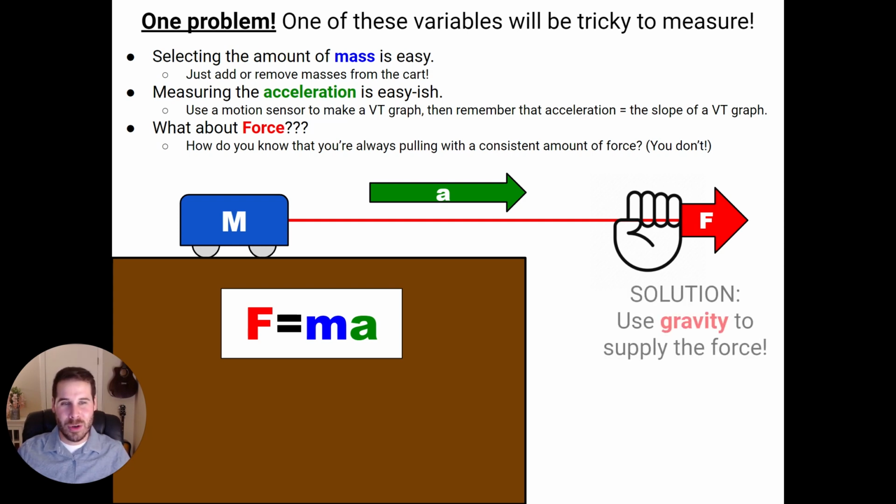Yet. So the solution here is, instead of you pulling on the rope, we're going to let gravity supply the force, because gravity is something that does pull consistently the same all the time.